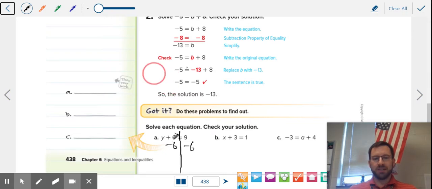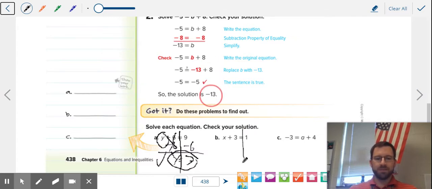So 6 minus 6 cancels out to be 0. What's left over here? Y. 9 minus 6 is 3. That is my solution. Now let's check it. 3 plus 6 equals 9. Good. Let's try another one.